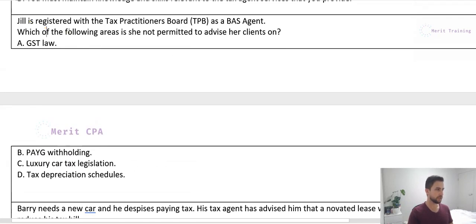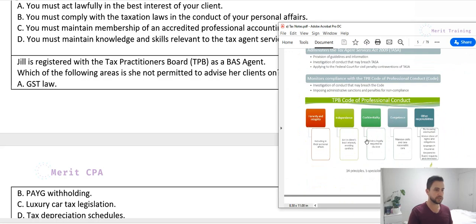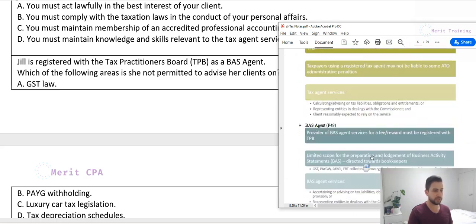Alright, next question is Jill is registered with the TPB as a BAS agent. Which of the following areas is she not permitted to advise her clients on? A. GST law, B. PAYG withholding, C. luxury car legislation, or D. Tax depreciation schedules. Okay, so what we're going to do is we're going to bring up our notes and we're just going to go to the section on TPB, in particular what is actually covered under a BAS agent.